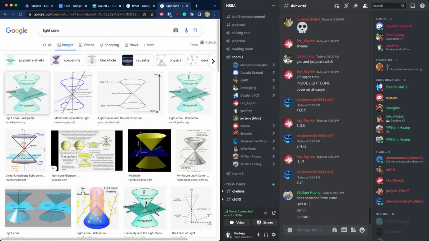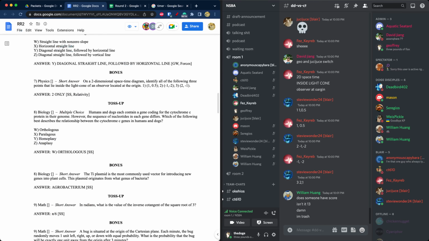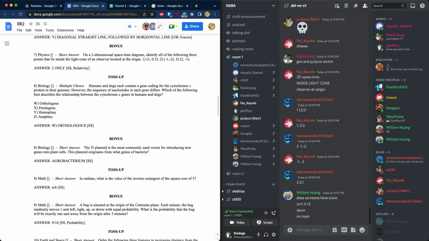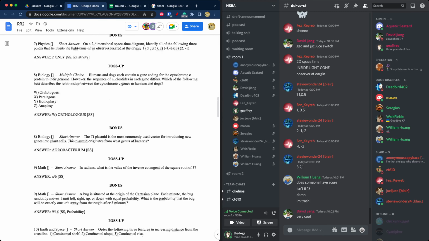Okay. Oh yeah, keep in mind this is a space-time diagram. I'm not sure if that changes anything. I think the light cone is characterized by the equation absolute value of y is greater than the absolute value of x, in which case this answer would be correct. Okay. Very cool. We can move on. We need to talk about it in the discussion channel.